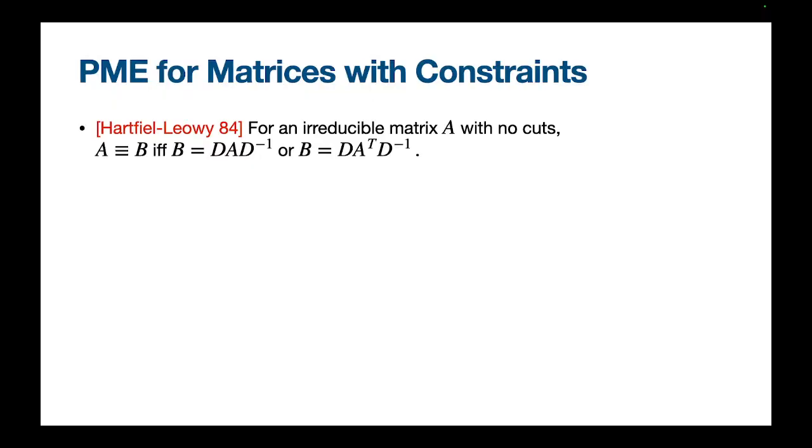In this slide, I will talk about some results known for principal minor equivalence for matrices which have some constraints. This first result is by Hartfield and Loewy, which shows that if a matrix A is irreducible and does not have any cuts, then another matrix B has the same principal minors if and only if it is diagonally similar to A or its transpose. So the two matrix operations that preserve principal minors that I mentioned in the previous slide are sufficient to describe any matrix that has the same principal minors as A.